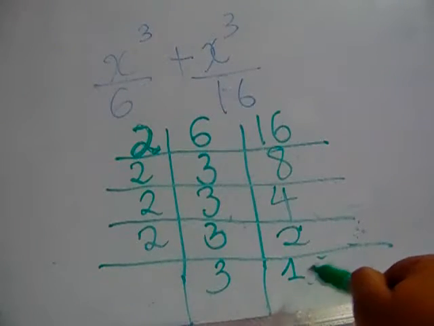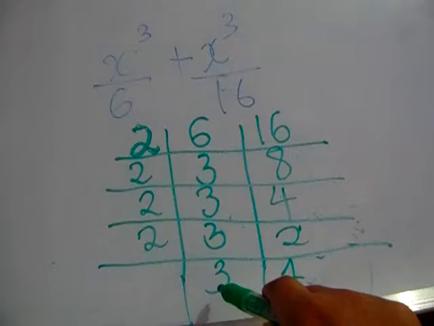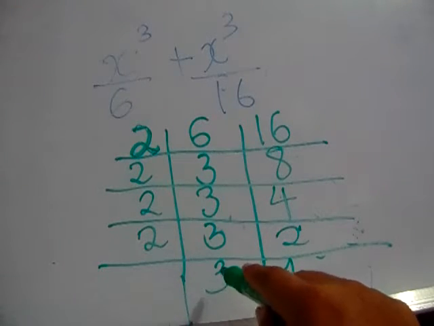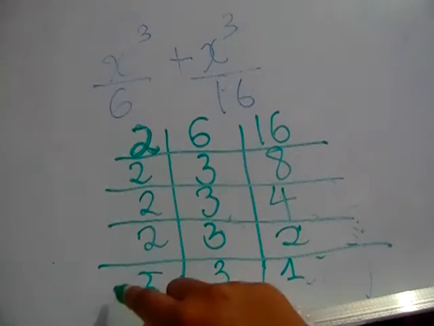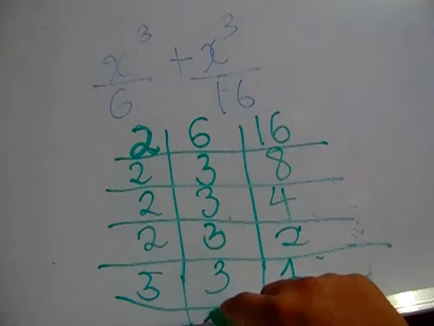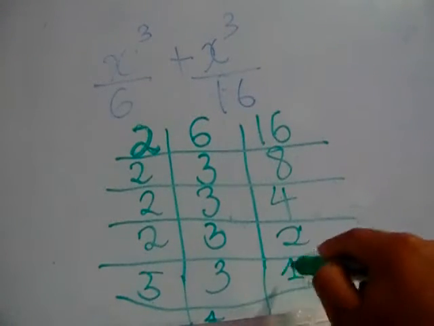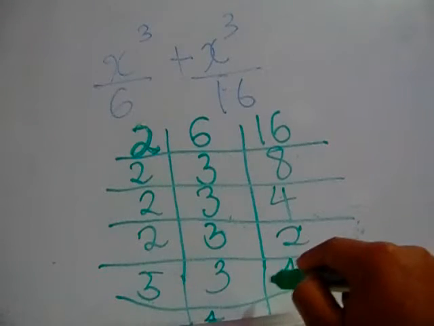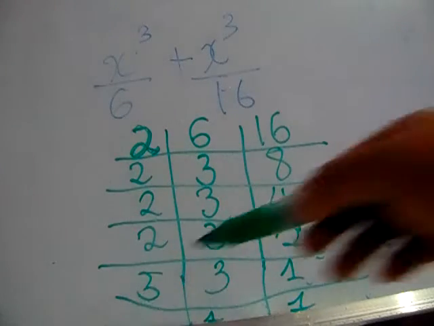Now can 2 go here again? Remember, we can't use 1. 2 cannot go here, neither here as well, so we go to the next number, which is 3. Can 3 go here? Yes, so we use 3. We'll have 1. Here we won't use 3, because we know we are going to have a decimal, so we bring down the 1 on its own. So we are left with this.